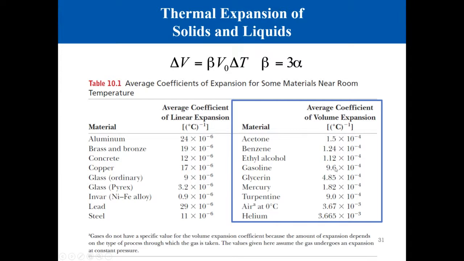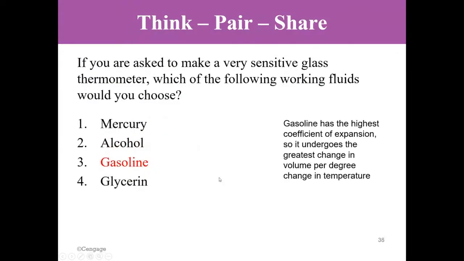So 9.6 is greater than 4.8, greater than 1.8, and greater than 1.5, right? Gasoline would be the most sensitive because it will respond to the slightest change in temperature better than the other fluids. Gasoline has the highest coefficient of expansion, so it undergoes the greatest change in volume per degree change in temperature. Yes, we will choose gasoline.